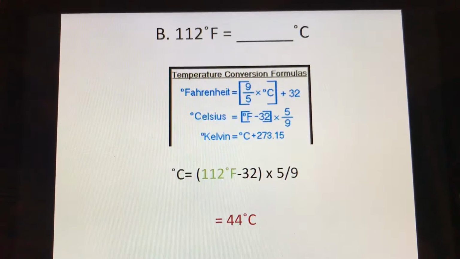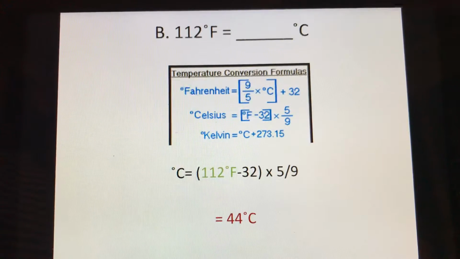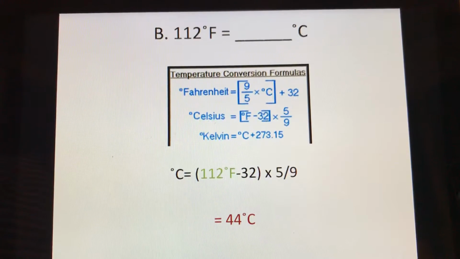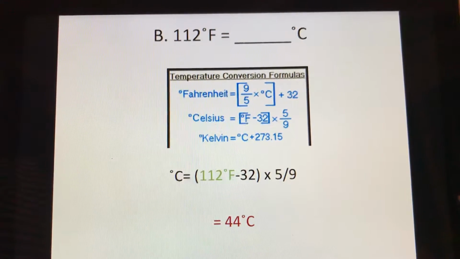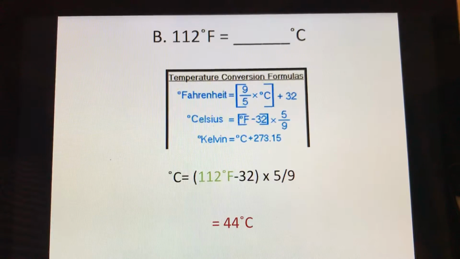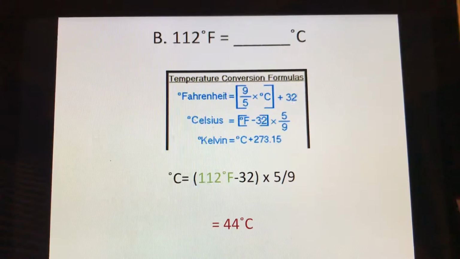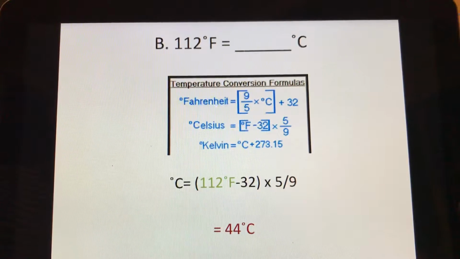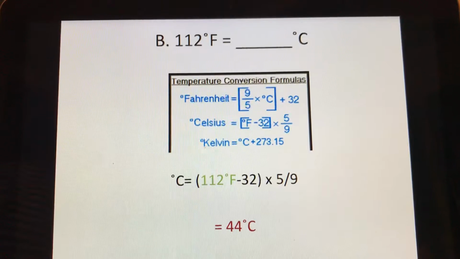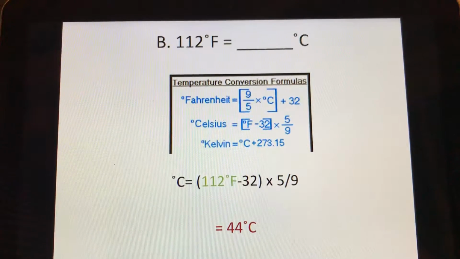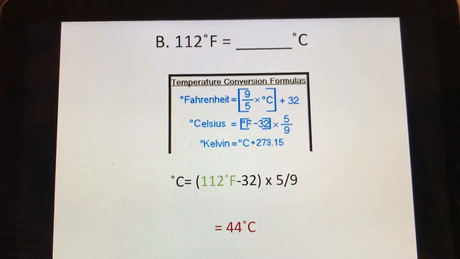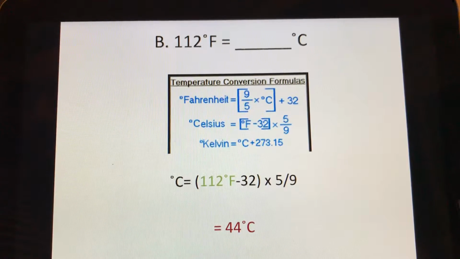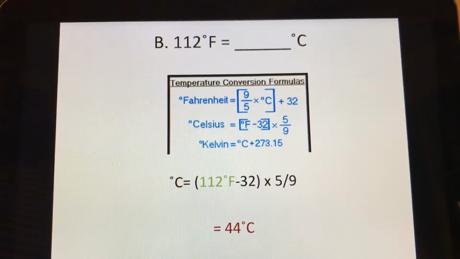For question B, it asks us to convert from Fahrenheit to Celsius. We're given 112 degrees Fahrenheit, and we're asked to change that to degrees Celsius. Using the chart provided, we're able to plug in the Fahrenheit to Celsius equation. So we have 112 degrees Fahrenheit, subtract 32, multiply it by 5/9. When you do that, you get 44.4, which you round off to just 44 degrees Celsius.